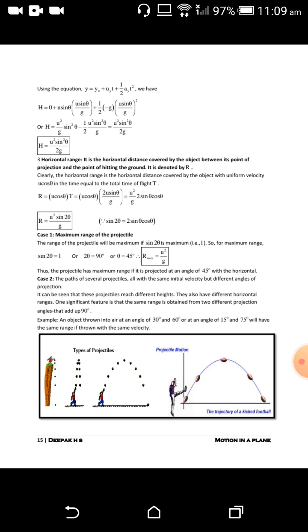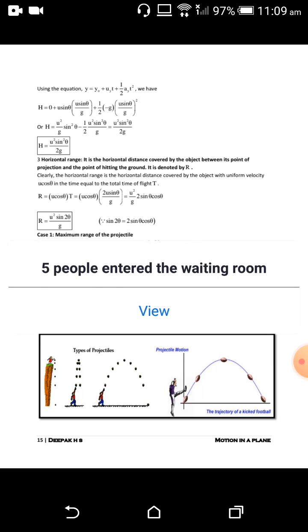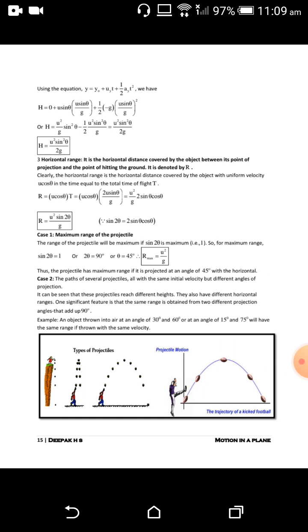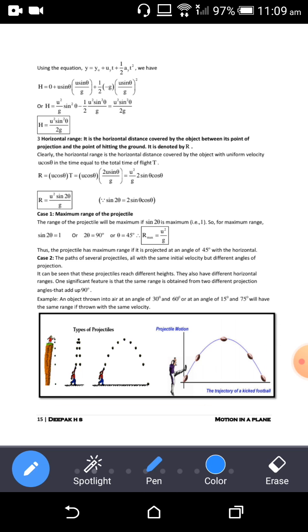As you know, when is the sine function maximum? When it is 90 degrees, correct? Hence you can write 2 theta is equal to 90 degrees, which is nothing but theta equal to 45 degrees.